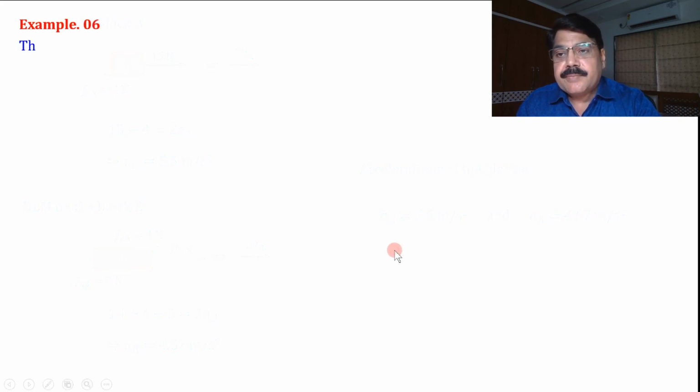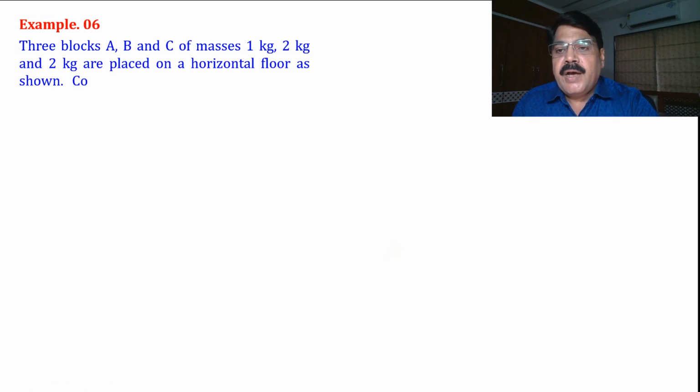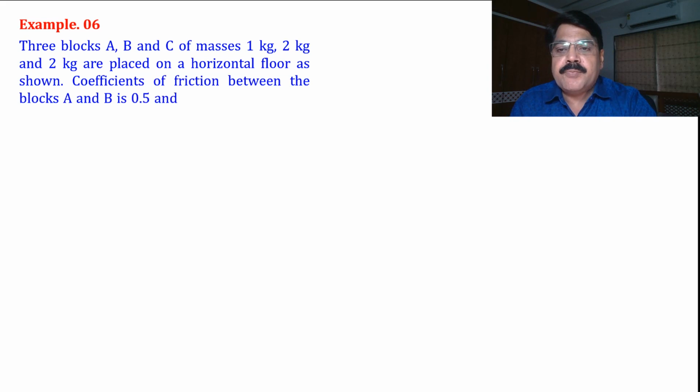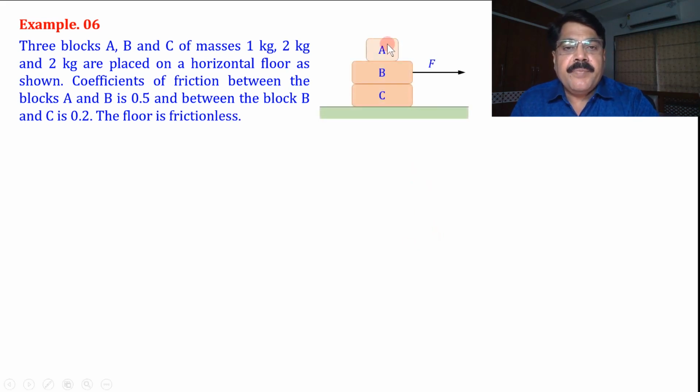Example 6. Three blocks A, B and C of masses 1 kg, 2 kg and 2 kg are placed on a horizontal floor as shown. Coefficients of friction between the blocks A and B is 0.5, between the blocks B and C is 0.2, and the floor is frictionless. So this is the setup given here: A, B, C. Here block A is of 1 kg, and blocks B and C are both of 2 kg. Coefficient of friction between A and B is 0.5 and between B and C is 0.2, and the floor is frictionless, and a force is applied on block B horizontally towards the right.